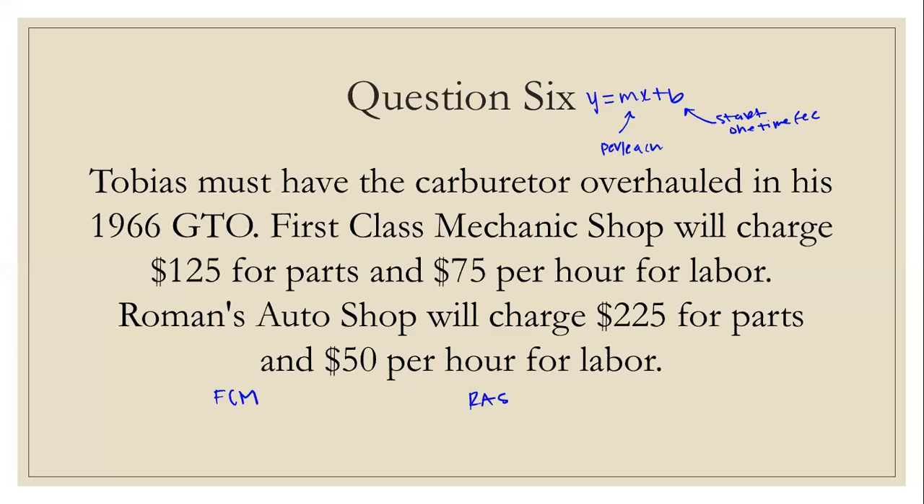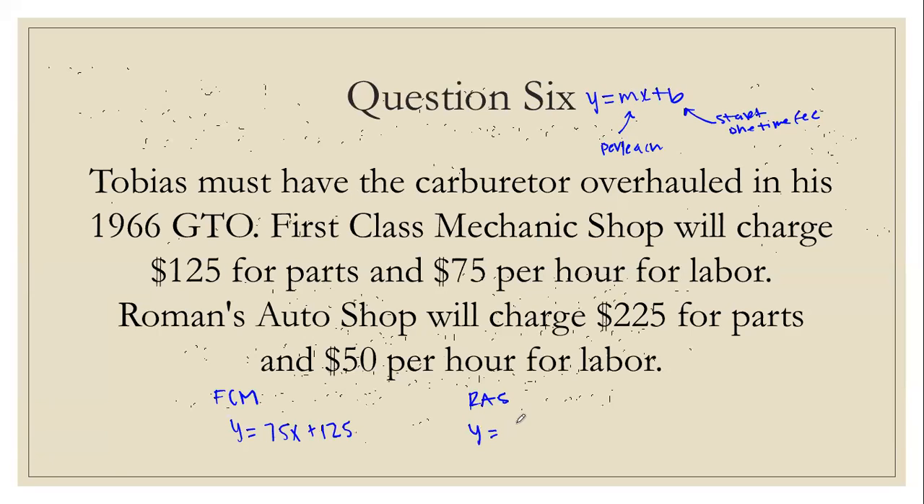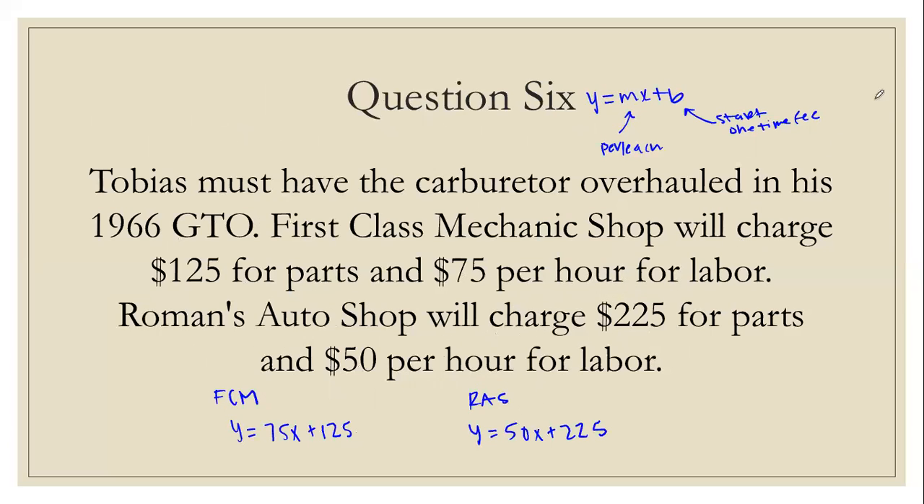Okay, let's talk about it. And then let me see what Robert and Rodolfo put. All right, so for first class mechanic, you should have got Y equals 75X plus 125. Go, Sophia. For Roman's Auto Shop, you should have got Y equals 50X plus 225. Can y'all tell me why y'all put a minus sign?